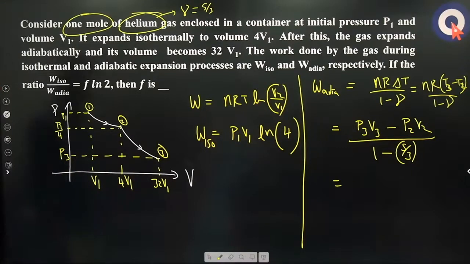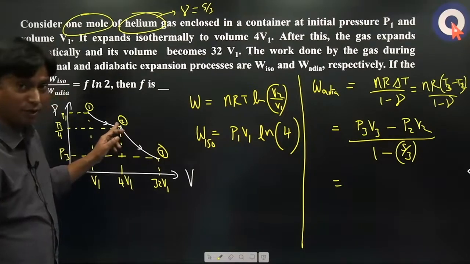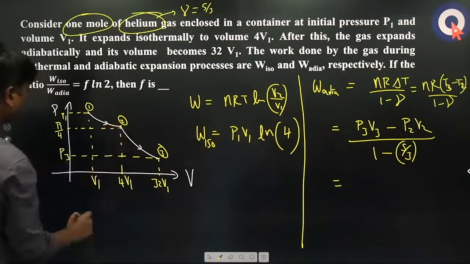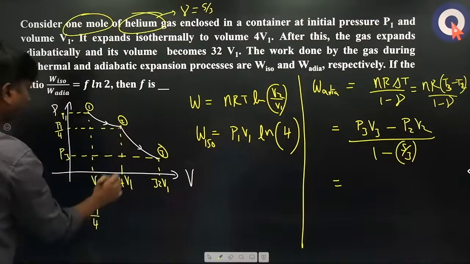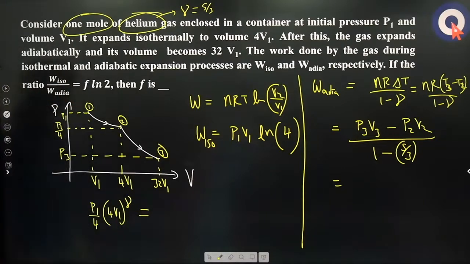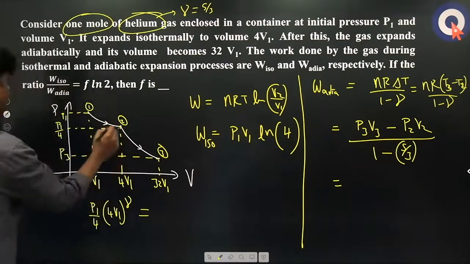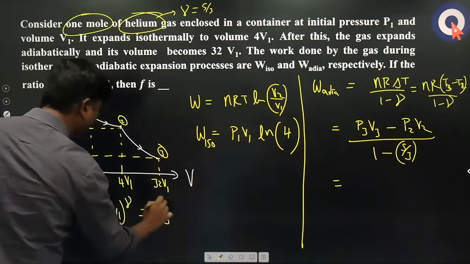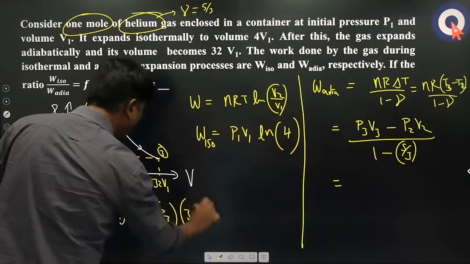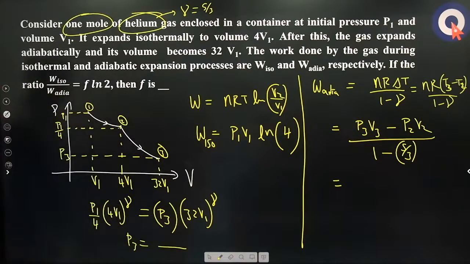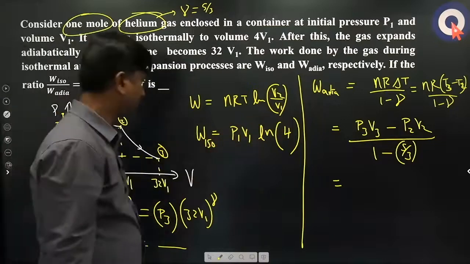So what is P3? From adiabatic relation between the pressure and volume, PV power gamma is equal to constant. So you can write pressure at 2, which is P1 by 4, into volume at 2, 4V1, whole power gamma. PV power gamma at 2 and PV power gamma at 3. So this is equal to pressure at 3, which we don't know, into volume 32V1 whole power gamma. Gamma is 5 by 3. From here you can calculate what is P3, right? And the same P3 you can substitute there.